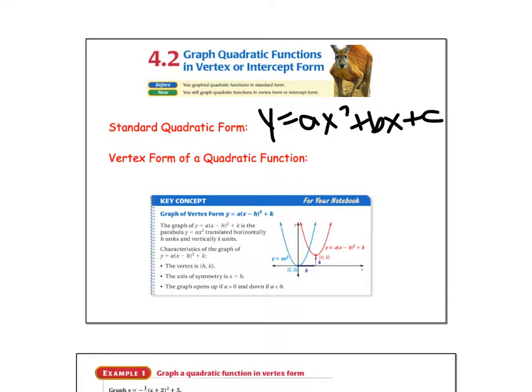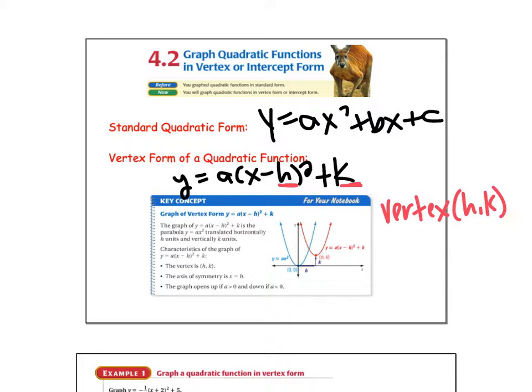And the vertex form, which is new for you, is y equals a times the quantity x minus h squared plus k. And this is called vertex form because h and k here, when put together, actually give you your vertex, (h, k). And remember, your vertex always lies on your axis of symmetry. And so from this equation, you can also pick out your axis of symmetry if you needed to. And that would be x equals, because it's a vertical line, h.